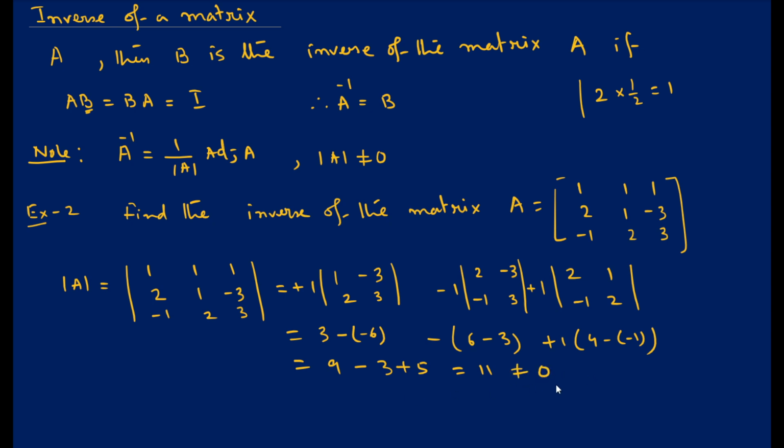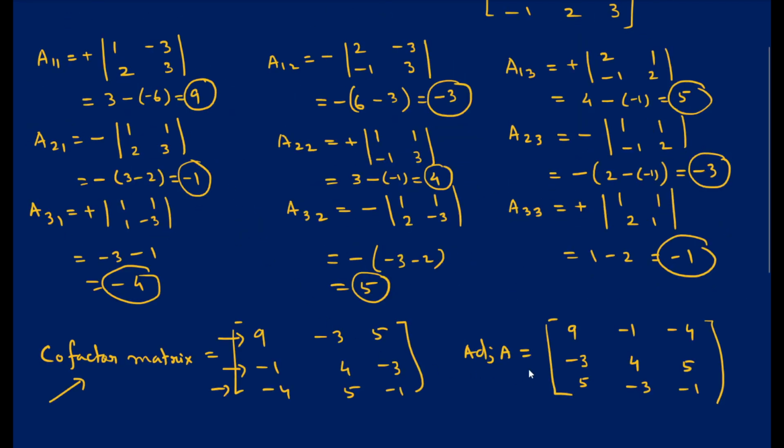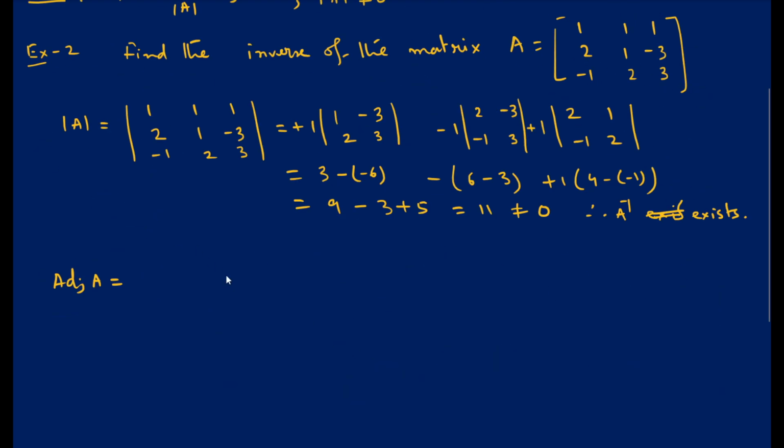So therefore A inverse exists. Okay, A inverse exists. So if A inverse exists, that means we can find the inverse of the matrix. So already we know the adjoint of this particular matrix. You should work it out completely, the adjoint of A. Already in this particular problem we got the adjoint of A, so here I am directly writing it. So adjoint of A, what is adjoint of A?